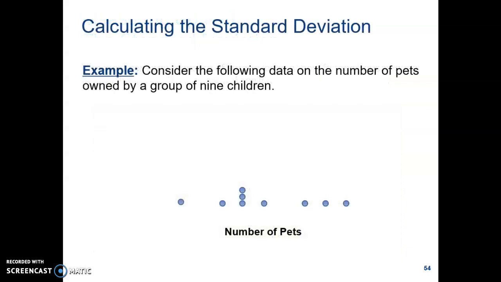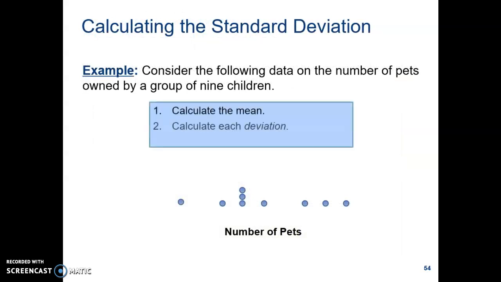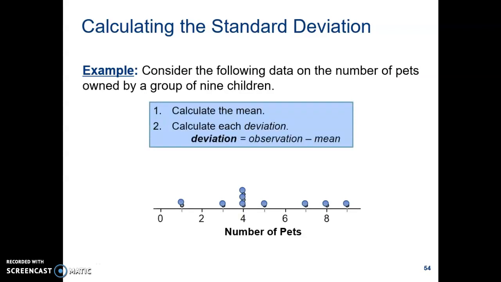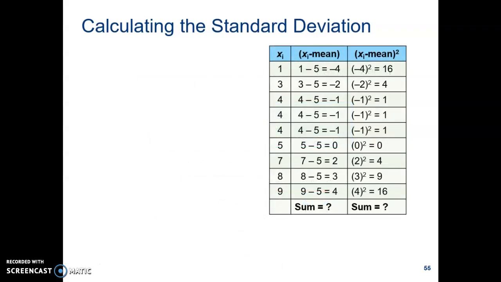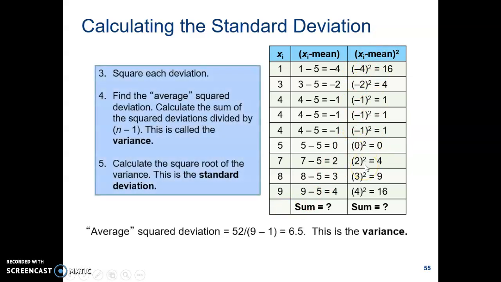So we're given this data in a dot plot. It says calculate the mean, each deviation, that's the observation minus the mean. And they give you enough numbers there to where you can calculate this. They show you the deviation, and then they show you that squared. And they say, what's the sum each time? You can pause this and look at it better. So the average squared deviation is what we actually found, 6.5. That's the variance. But remember, the square root of that is the standard deviation.